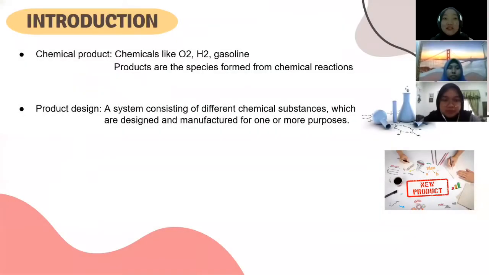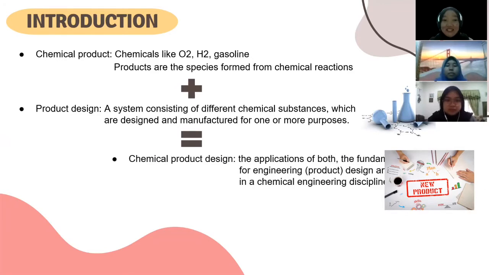So I'm going to start with the introduction. What is chemical product design? Chemical product is chemicals, which is O2, H2, gasoline, for example, and products are the species formed from the chemical reactions. Okay, next is product design. Product design is a system consisting of different chemical substances which are designed and manufactured for one or more purposes. So basically, if we mix these two, we're going to get the definition of chemical product design.